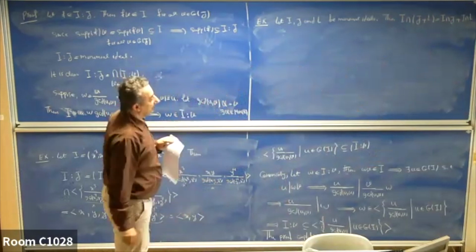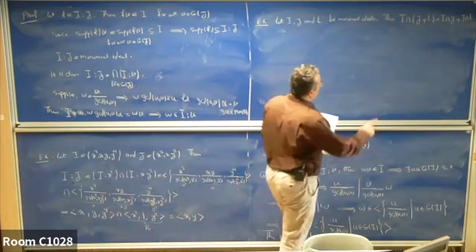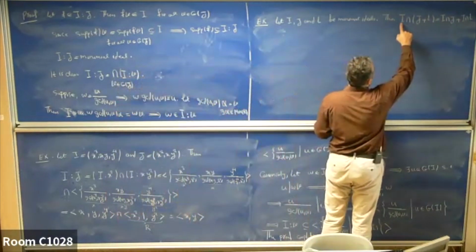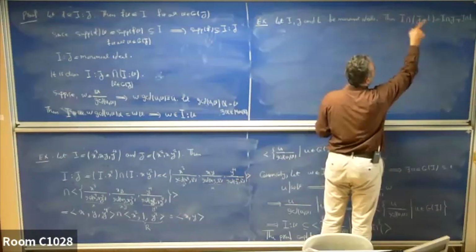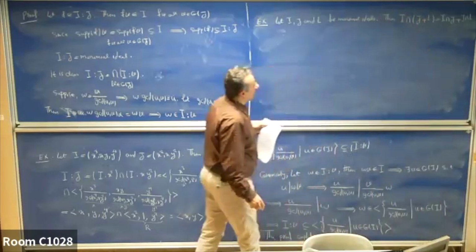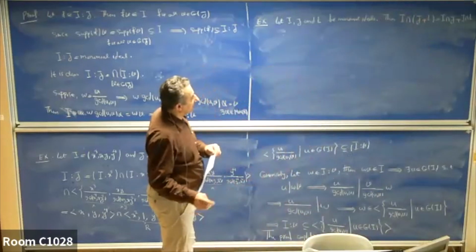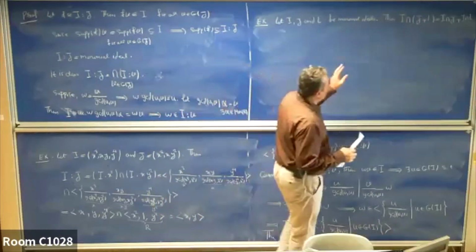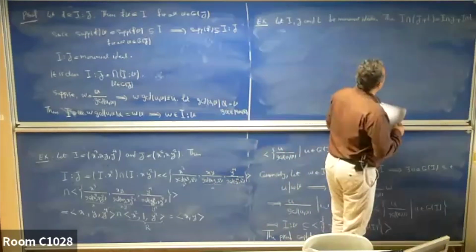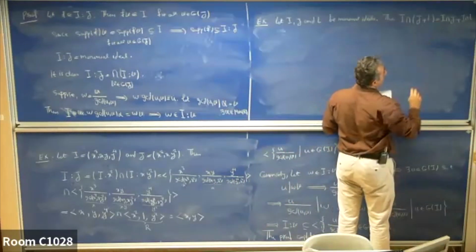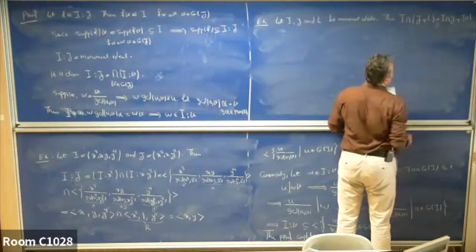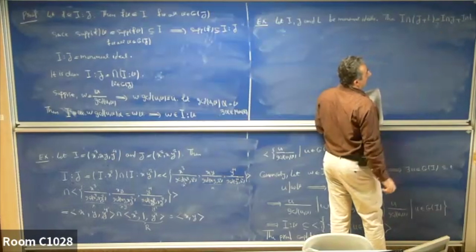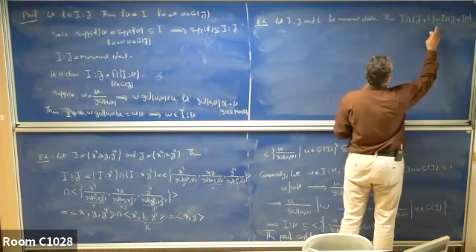I know that in general we only have one containment, but for monomial ideals this is true. If the ideals are not monomial, we don't have this equality. We have one direction, and this is true for all ideals. But for monomial ideals, the equality is true.